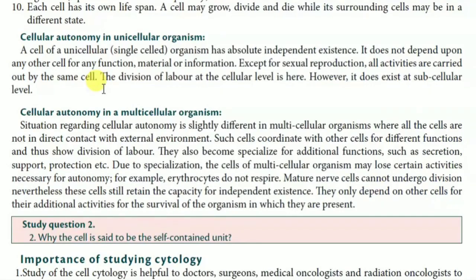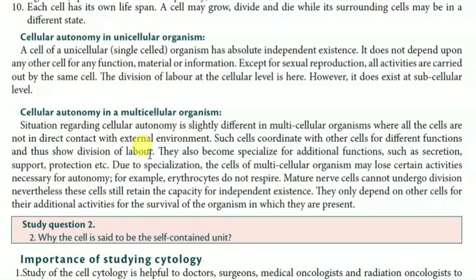Lakini kwenye multicellular organism, situation regarding cellular autonomy is slightly different in multicellular organisms, where all the cells are not in direct contact with the external environment. Kwa hiyo huku sio cell zote ziko in contact with the external environment. Kama tungesema kila cell ifanye gaseous exchange, kuna baadhi ya cells zingeshindwa. Kwa nini? Kwa sababu ziko mbali na gas yenyewe iko nje. Unaona? So such cells coordinate with other cells for different functions and thus show division of labor.